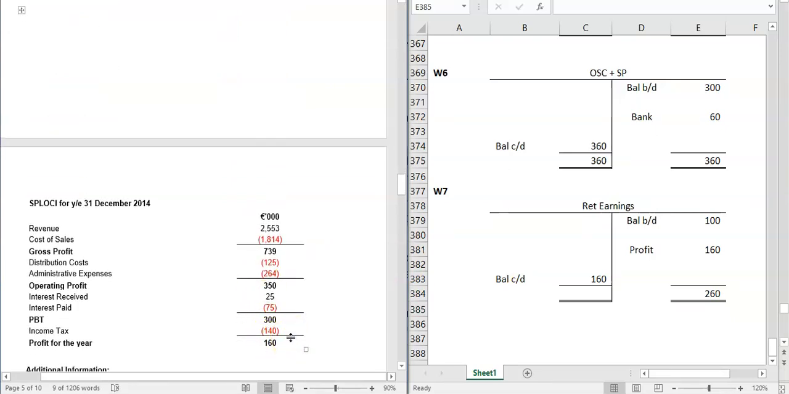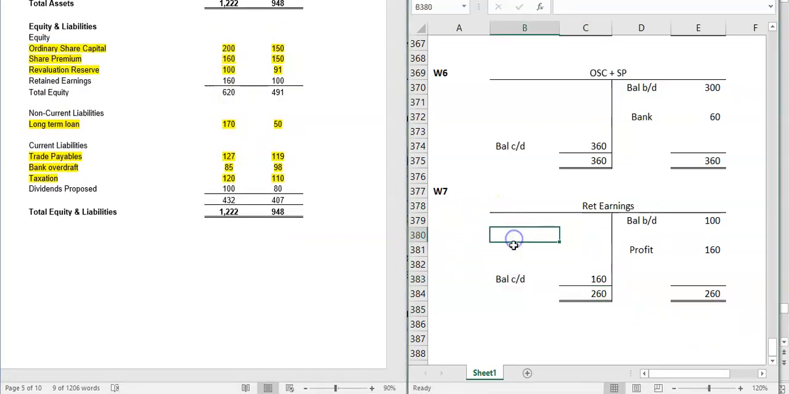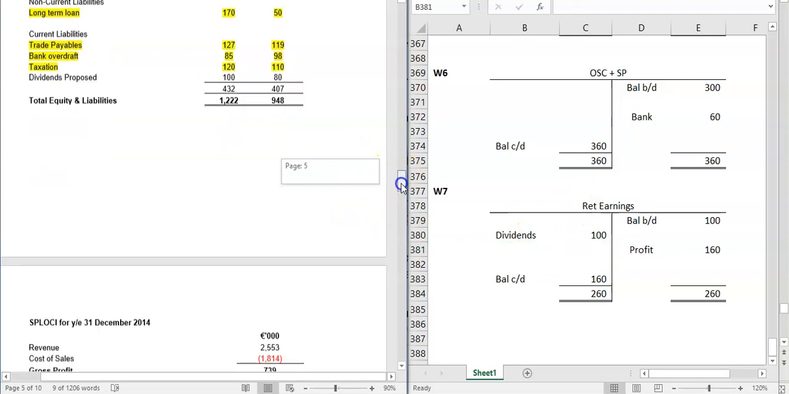So that means if the company paid no dividends out, closing retained earnings should be the opening balance of 100 plus the profit for the year, 160. So it should be 260. It is actually only 160 at the year end. So you've paid dividends out, you've declared dividends of 100. That's where that's coming from in the notes of the question.